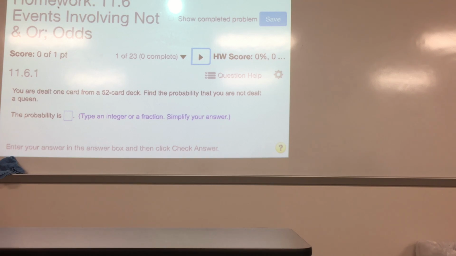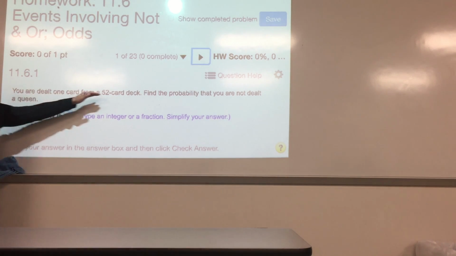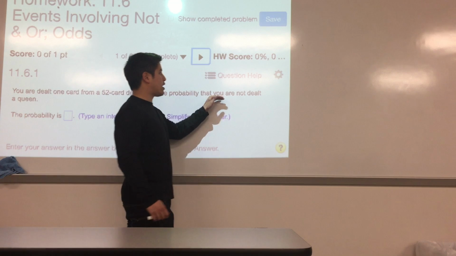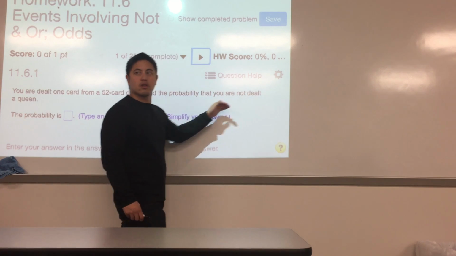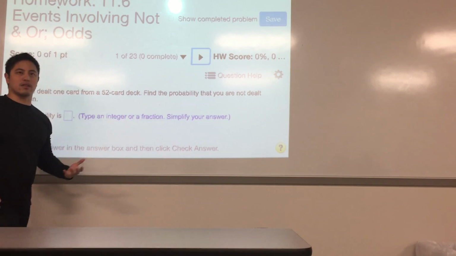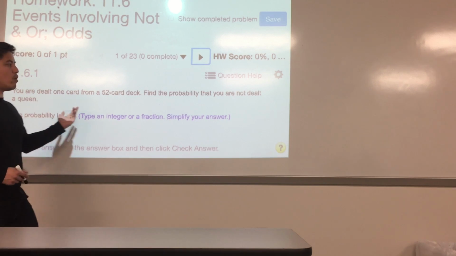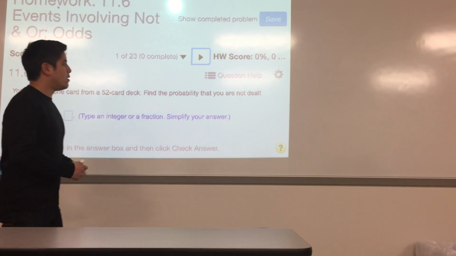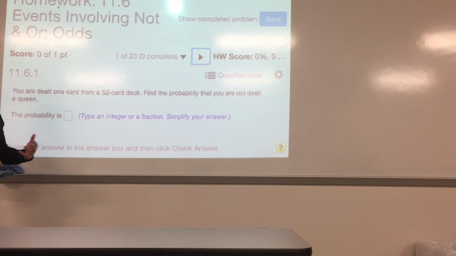So as you can see in our very first question, you're dealt one card from a 52 card deck. Find the probability that you are not dealt a queen. Well, in the past, we've seen the same thing, but find the probability that you are dealt a queen. And that was easy. What would we say in a problem like this if it was asked, find the probability you are dealt a queen? Let's do that part first.